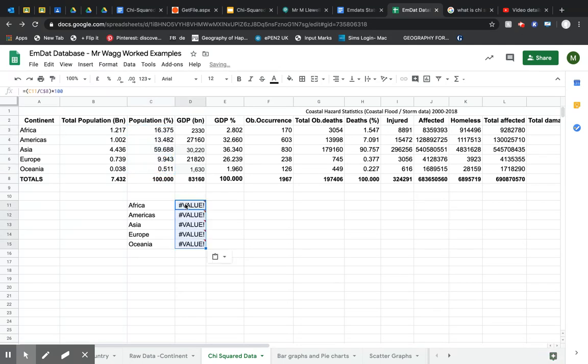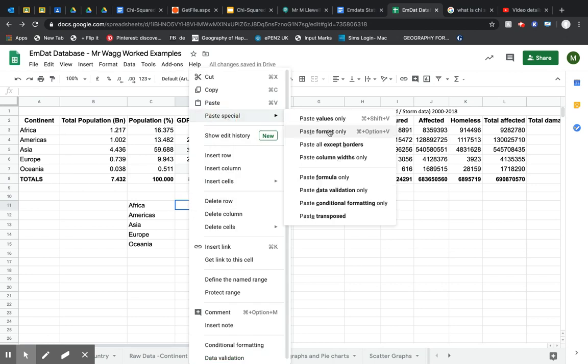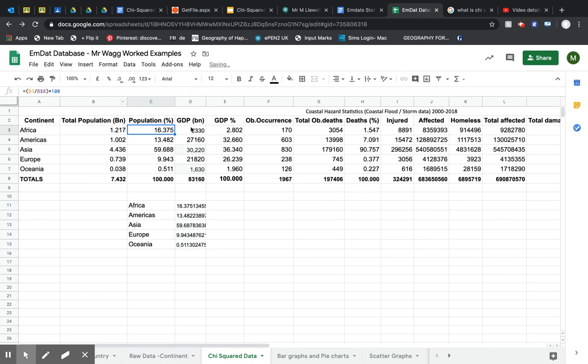continent, population. Oh, need to remember paste special, paste values, because this is kind of an equation that if you move the cell, it changes the equation, all the rest of it. Likewise, I want my percentage of deaths.